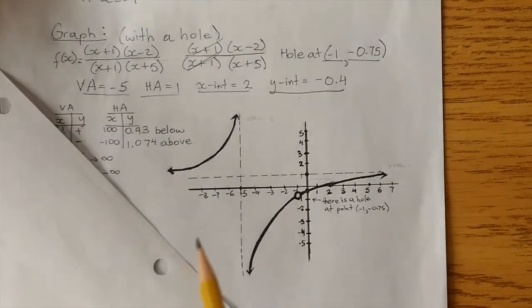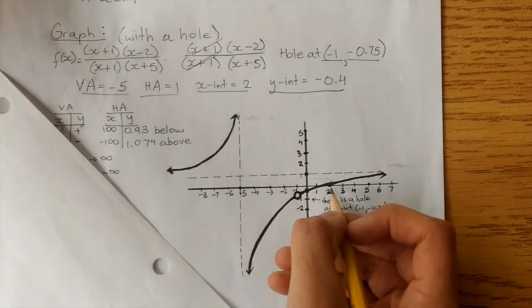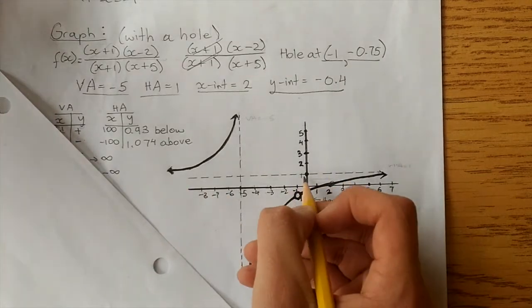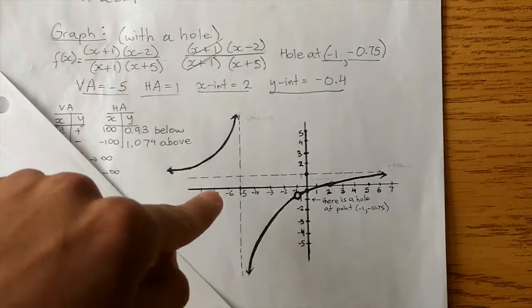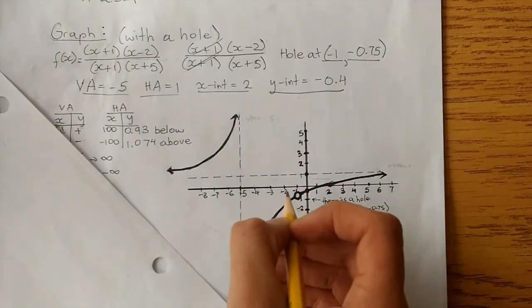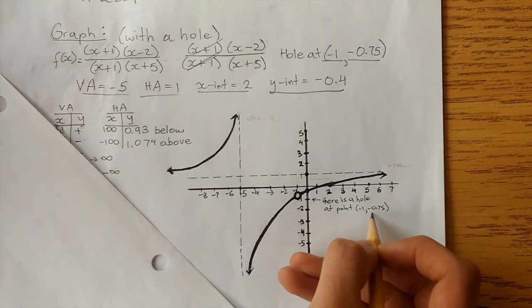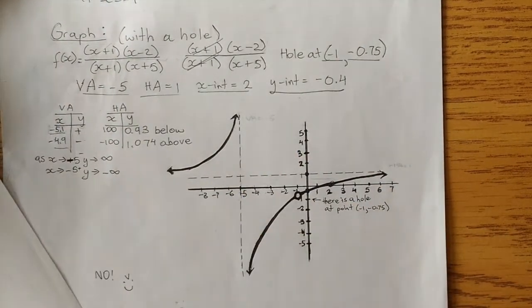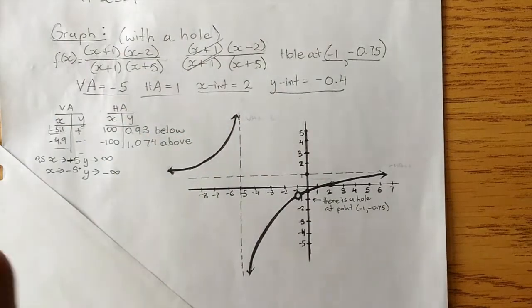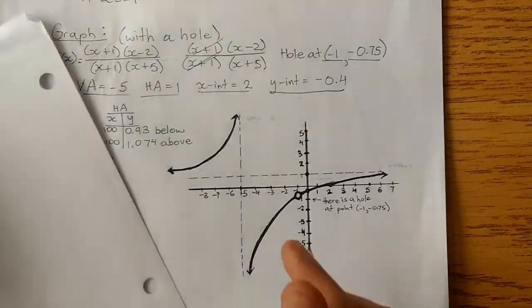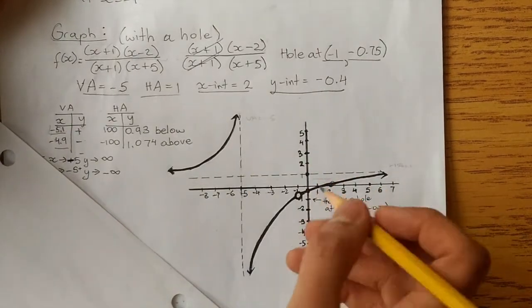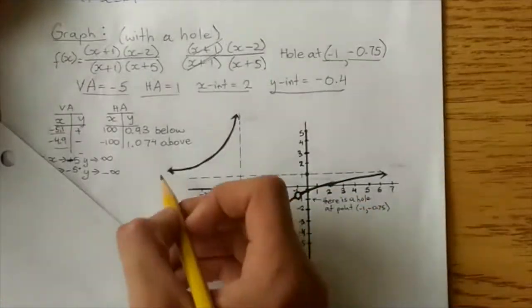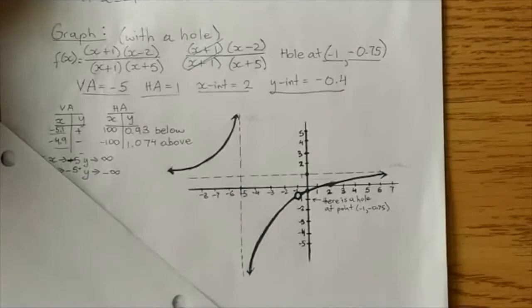Now onto the graph. The way we did the graph is we plotted the x-intercept at 2 and the y-intercept at -0.4. We also drew the y = 1 horizontal asymptote and x = -5 as the vertical asymptote. And as you can see, there's also a hole right here at the point (-1, -0.75). You can also see that as it approaches -5 from the left, it rises, and as it approaches from the right, it drops. And for the horizontal asymptote, as x goes to positive 100, it is below the 1, and as it approaches negative 100, it is above. And that's how you graph a function with a hole.